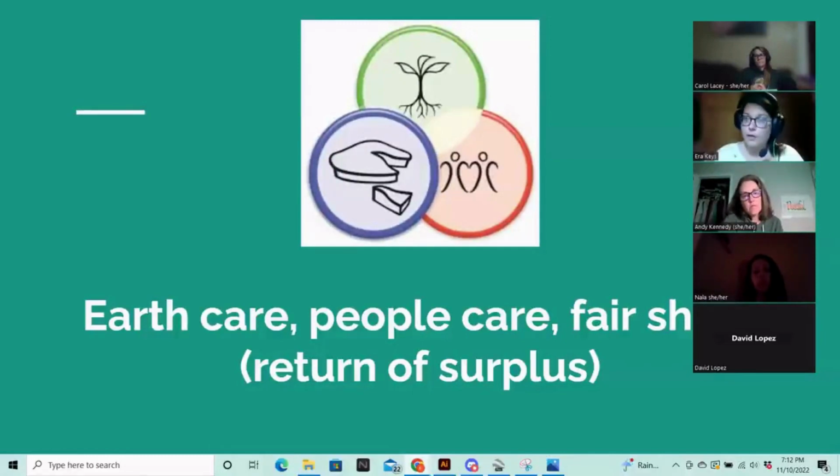Now, Nala, my question for you is, when we talk about this third ethic of fair share, return of surplus, we commonly only think of returning the surplus, right? Or sharing the abundance from our gardens and such. But it is more than that. Can you tell me also how this ethic relates to limits?